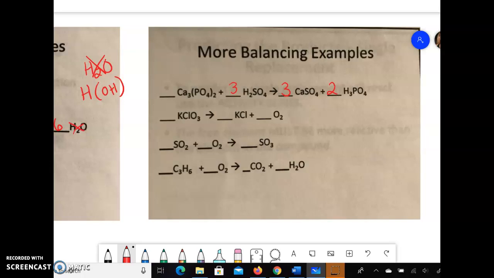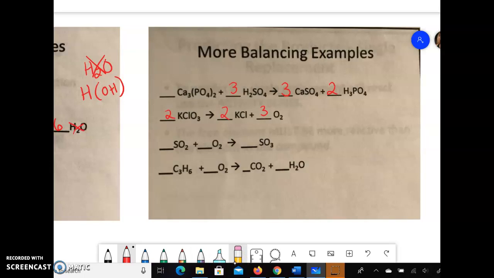But we're not going to put a 6. We're going to put a number that will multiply to give us 6. So on this side, we're going to put a 3 because 3 times 2 is 6. On this side, we're going to put a 2 because 2 times 3 is 6. So now they match. And then the last thing is we just need to fix K and Cl. So now this 2 goes to the whole thing. So now we have 2 Ks, 2 Cls, and 6 oxygens. So if we put a 2 here, that should fix that as well.